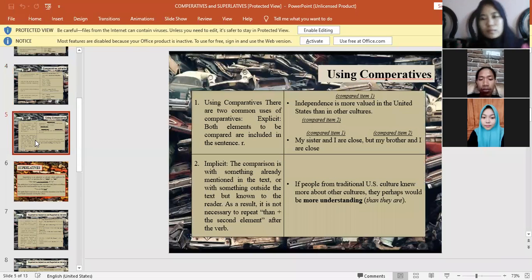I will continue the material. Next is using comparatives. There are two common uses of comparatives. The first is explicit, both elements to be compared.